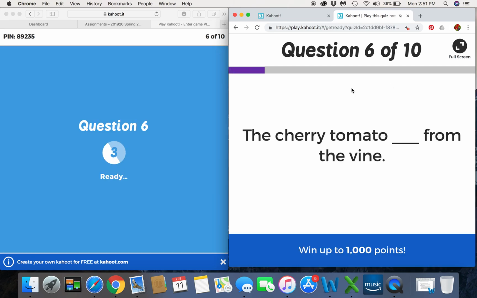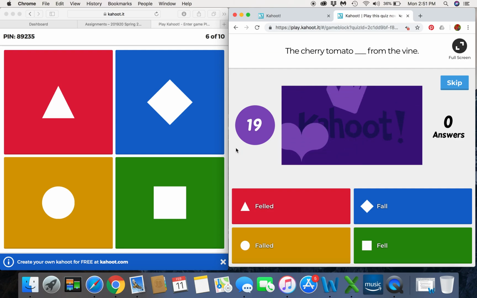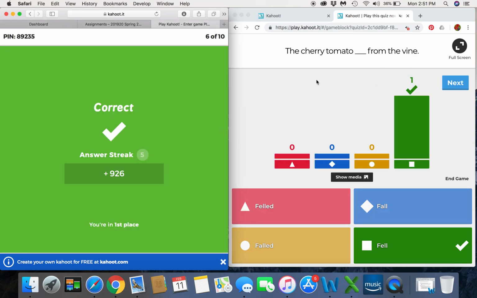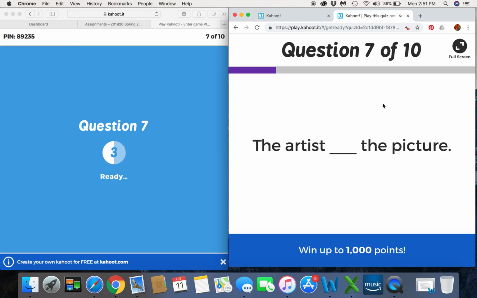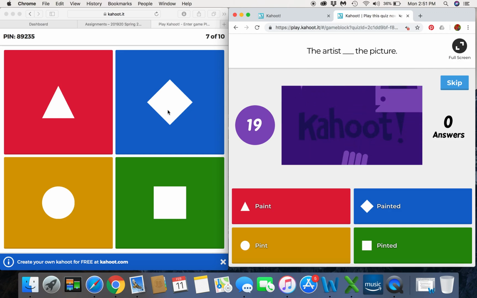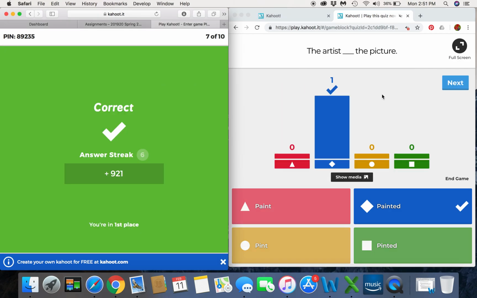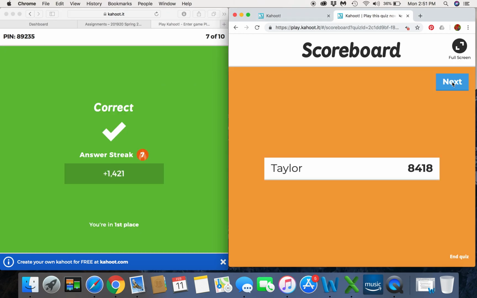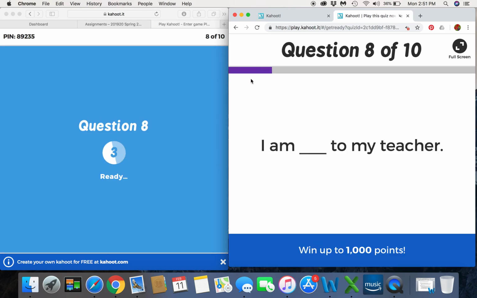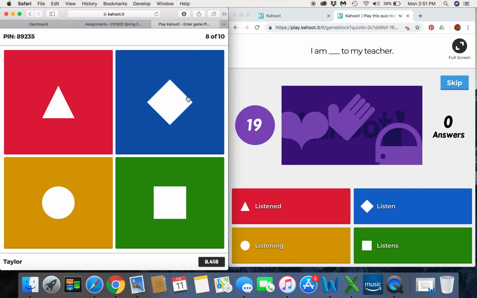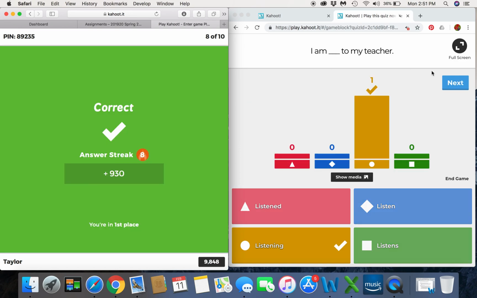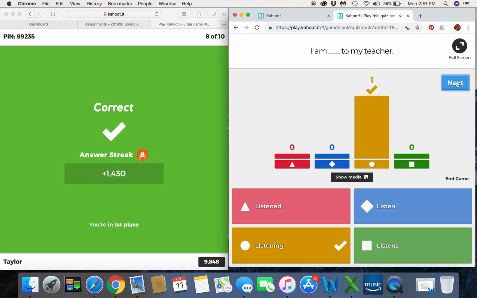Okay, and for this next section, the students have to use the word in context. So the cherry tomato blank from the vine. This is nice because it gives students a lot of different options. The artist blank the picture. A lot of these can be used with irregular verbs or some that are easy to mix up with other ones. I am blank to my teacher. Obviously, as you can see, you can even make up words.